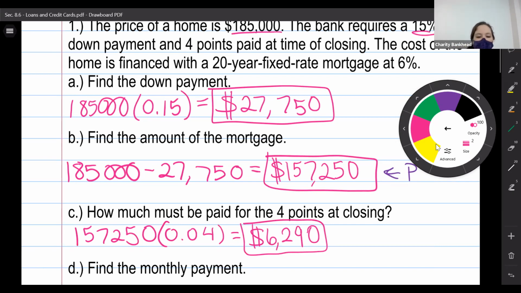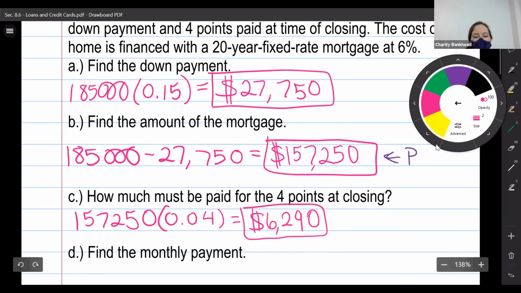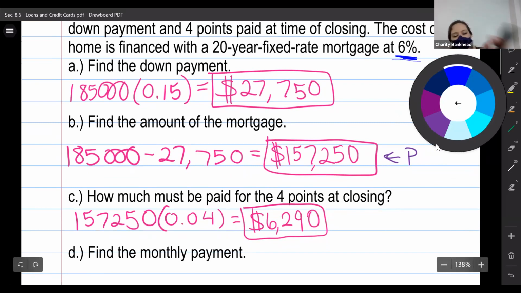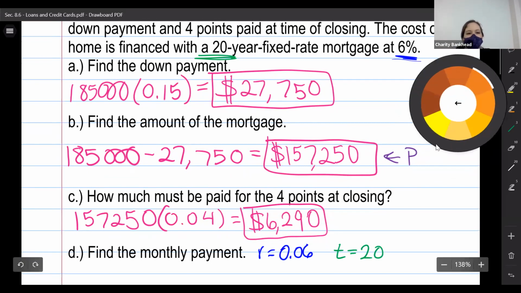All right, and then finally on part D, find the monthly payment. So that's where we're going to use that big formula. So like I said, P, the principal, that's $157,250. And then the rate is 6%. So R will be 0.06. And it's a 20-year mortgage, so T is 20. And we're looking for the monthly payment. So that means N is 12.